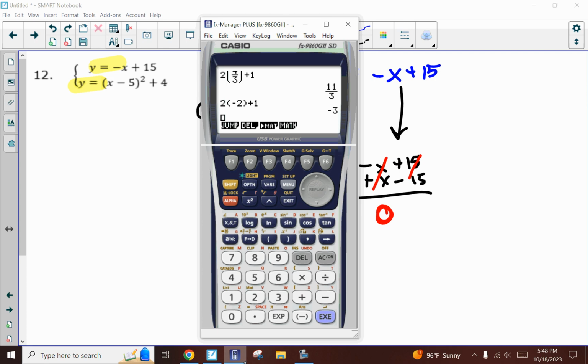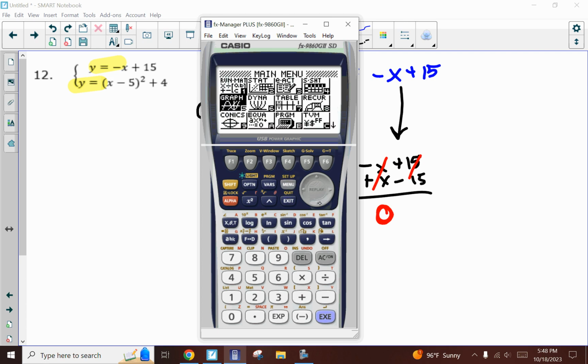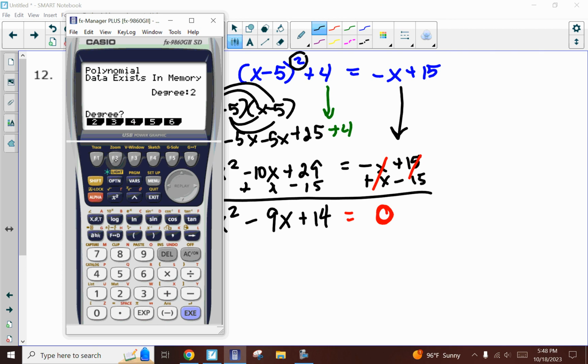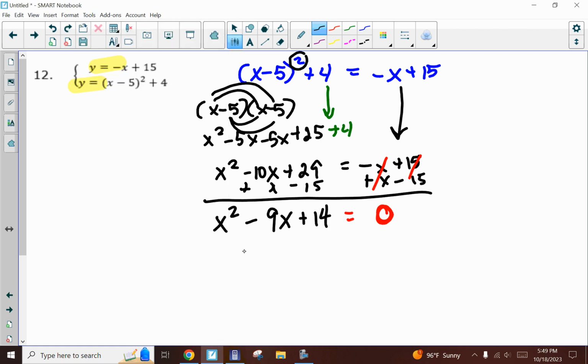In the solver, we're going to go over to here. We're going to the polynomial solver. So I have degree 2. I have 1 in the front, negative 9 in the middle, and then positive 14 at the end. So that tells me that my answers are positive 7 and positive 2. So x equals positive 7 and x equals positive 2.